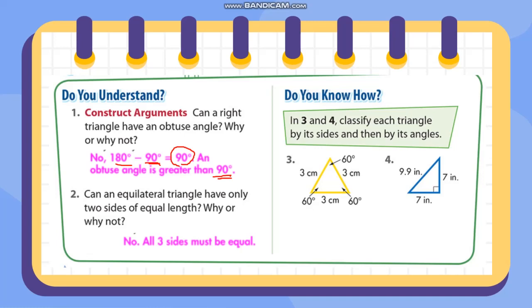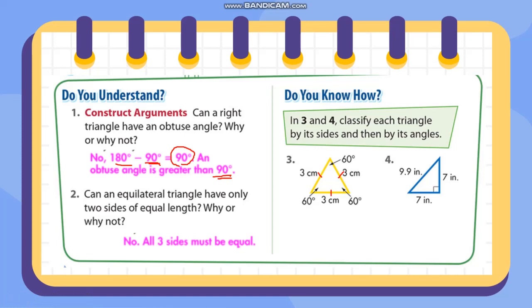Next, number 3. Let's classify each triangle by its sides and then by its angles. By its sides first, we have equilateral, isosceles, and scalene. Equilateral, all sides are equal. Isosceles, two sides are equal, and scalene, no sides are equal. Now look at the measurement of the sides. We have 3 centimeters, 3 centimeters, and 3 centimeters. So all sides are equal. It means that is an equilateral triangle.